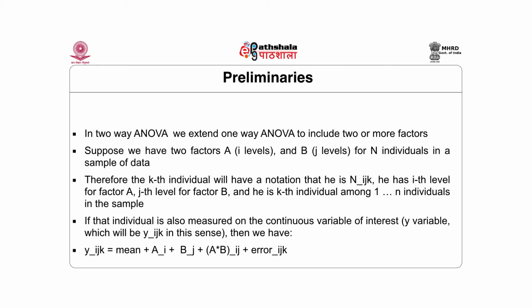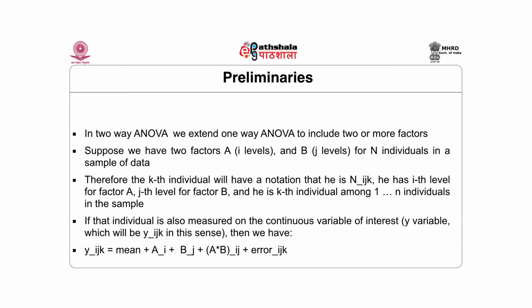Okay? And if that individual is also measured on the continuous variable of interest, let's say the y variable of interest, because we are talking here in terms of a continuous variable which is regressed on other categorical variables. So the y variable is a continuous variable and just one variable, whereas with the A, you can have any number of categories.